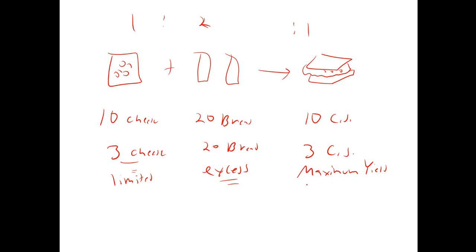We have another term for this. We always have two terms for the same thing. Another term for this is maximum theoretical product, or maximum theoretical yield. So you'll see those terms all for the same thing.